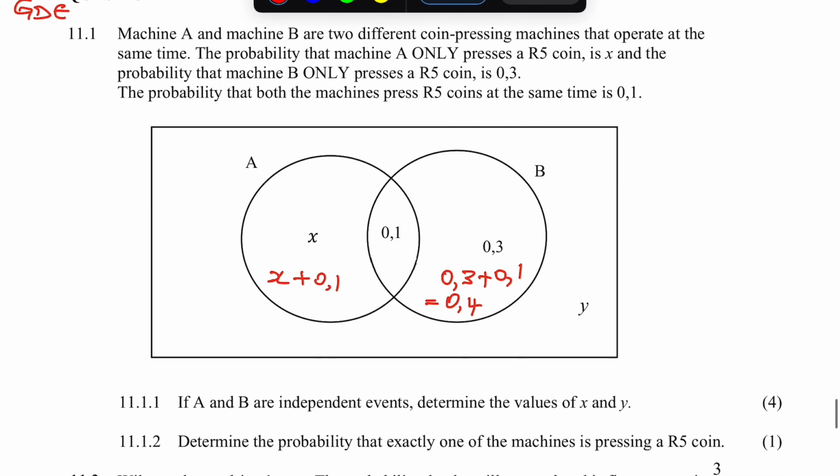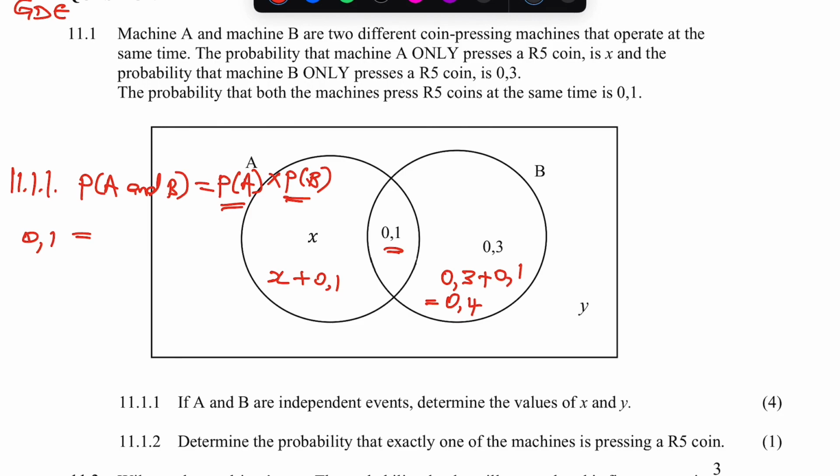Now the question is, if A and B are independent events, determine the value of X and Y. So for independent events, we know that the probability of A and B is equal to the probability of A multiplied by the probability of B. It's not the probability of A only, it's the probability of the whole of A and the whole of B. So A and B is 0.1, which is equal to the probability of A, the whole of A, which is X plus 0.1, and then the probability of B is 0.4.